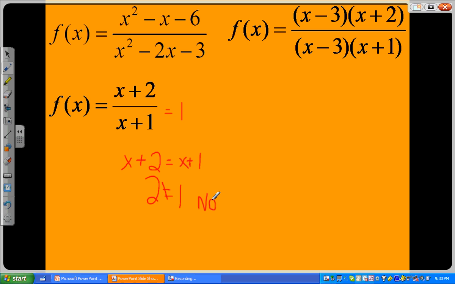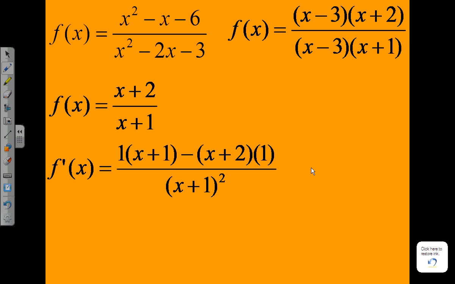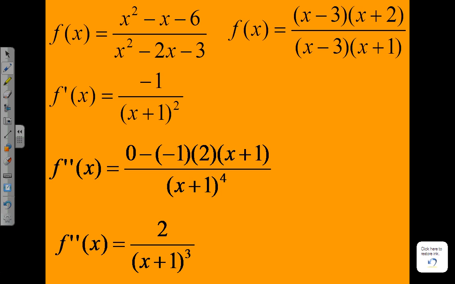Next, I have to set the oblique asymptote equal to the function, solve it, and see if anything happens. If it doesn't, you're in good shape. If it does, not so bad. So, let me get back to where I was.